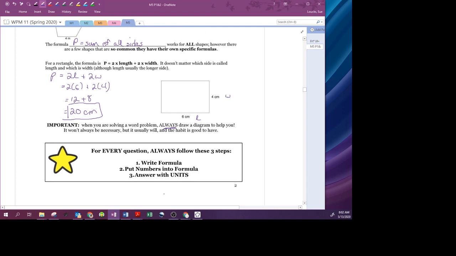All right. For all of these questions, there are 3 steps. I'm going to add another one up at the top. Draw a diagram. Write the formula. Put the numbers into the formula and write your answer with units. Okay? That's that for here. Do the practice questions and I will meet you on page 5.